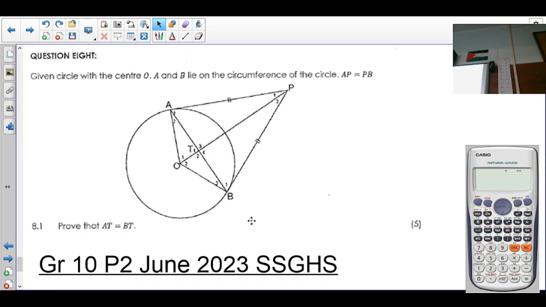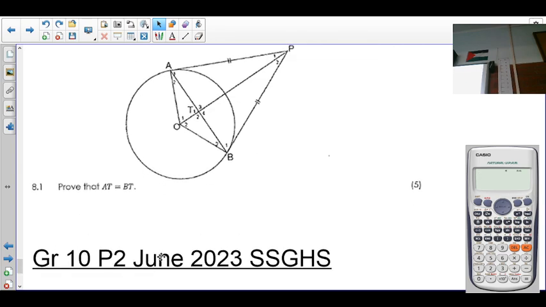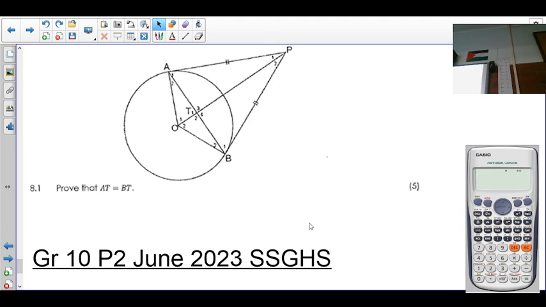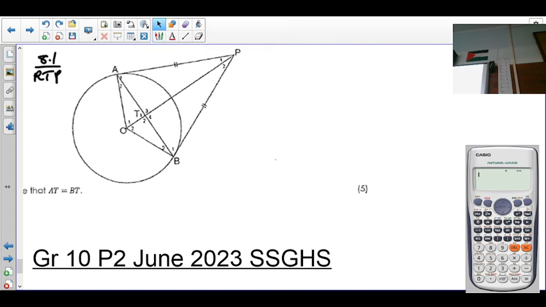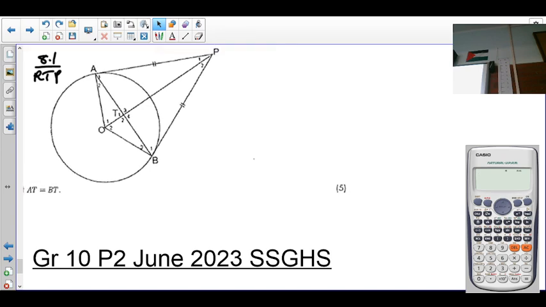Right, so here we are given a circle with center O. A and B lie on the circumference of the circle. Then we are told that AP is equal to PB. First question. Prove that. So I'm going to put here 8.1. You're required to prove, RTP. There we go. Required to prove that AT is equal to TB.